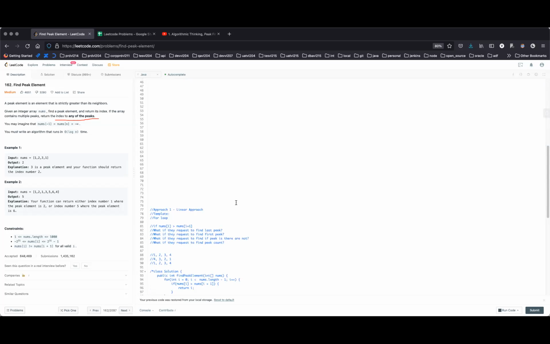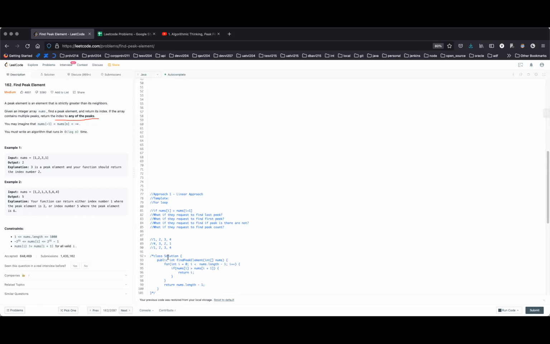Thanks, Satish. Does anyone have any other question before we walk through the code? Basically, what we are doing is looping, and mainly we are checking whether the current element is greater than the next one. If the current element is greater than the next element, then definitely it's a peak, so we return that particular index.